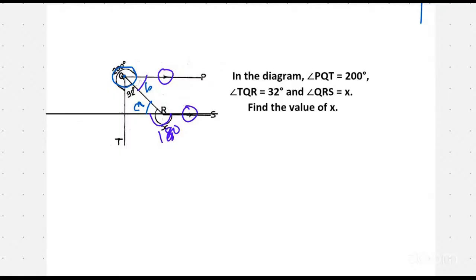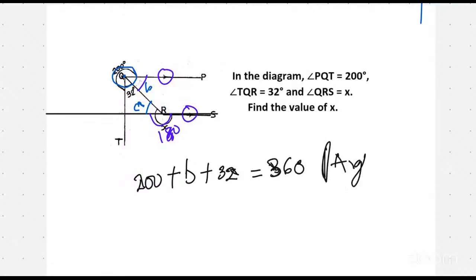So if you add this up, 200 plus B plus 32 is equal to 360 degrees. The reason is angles at a point.